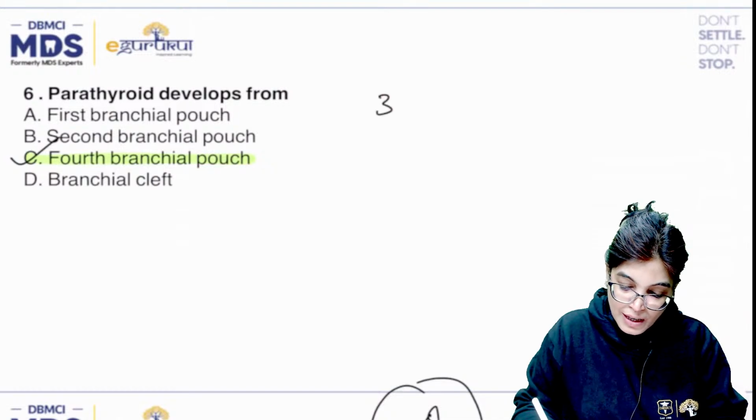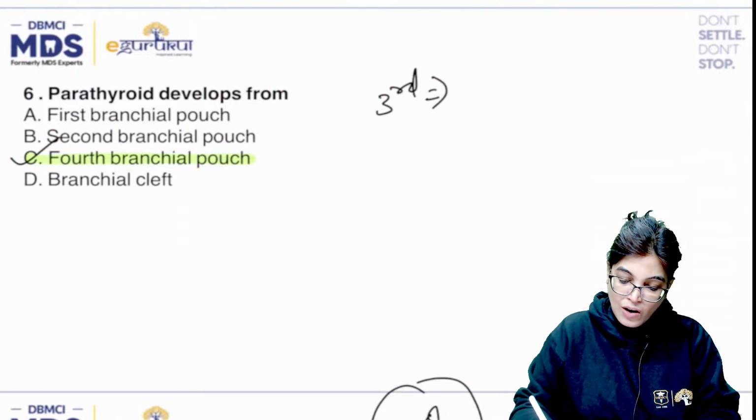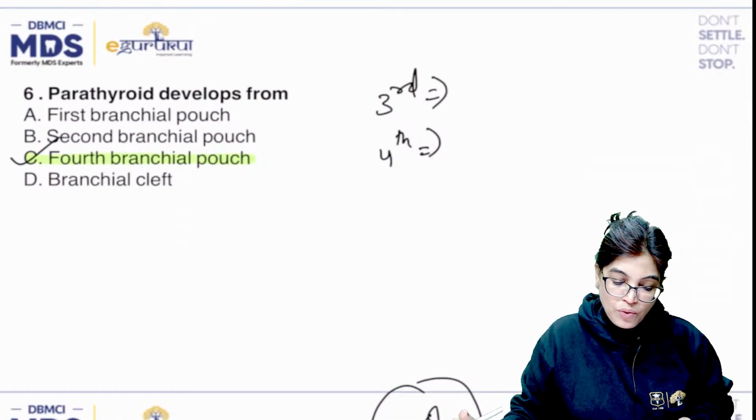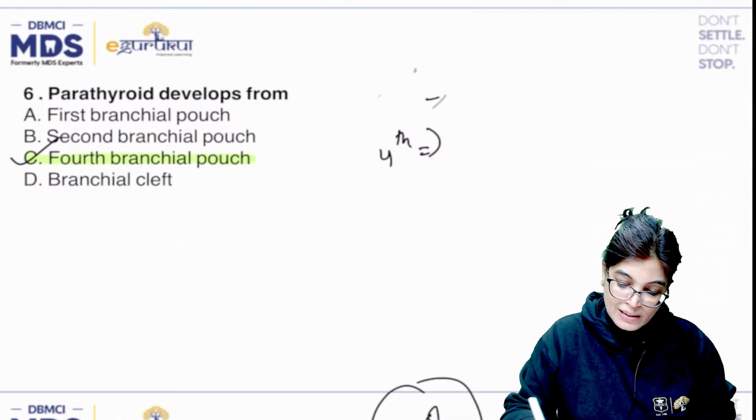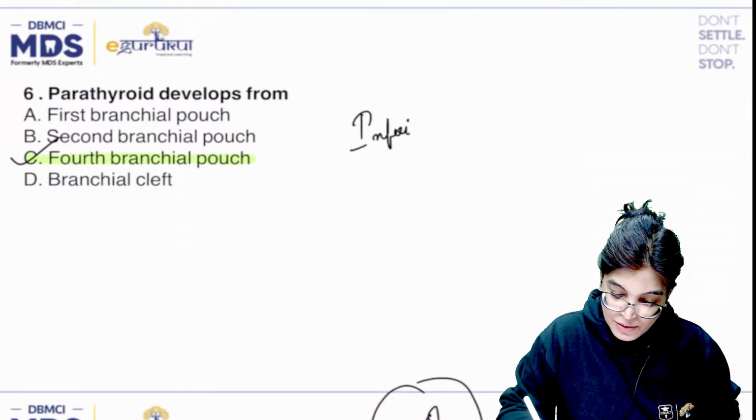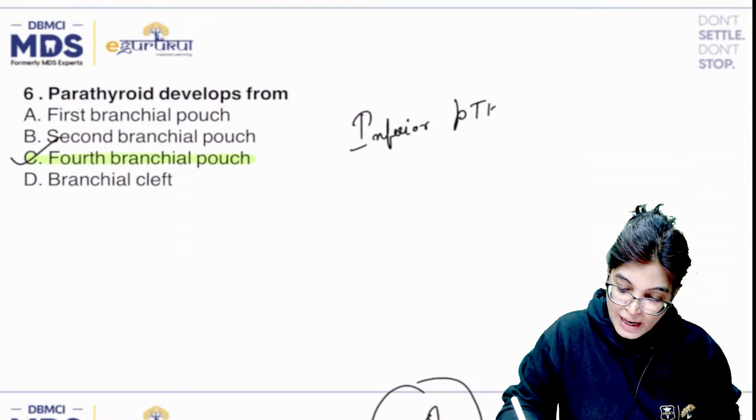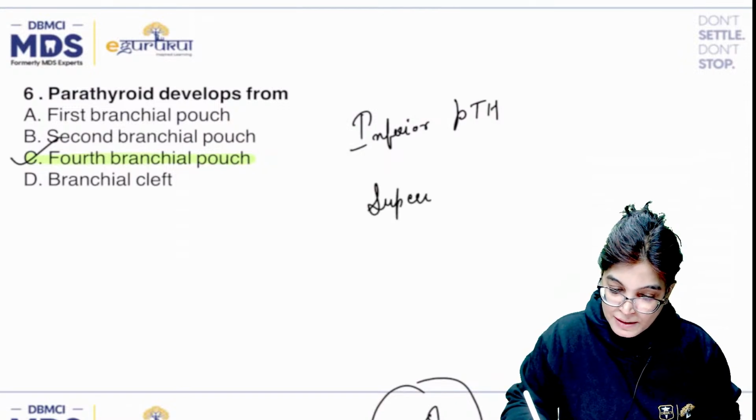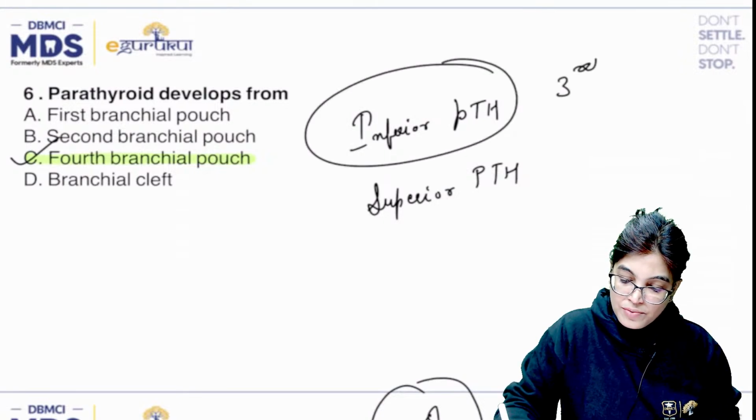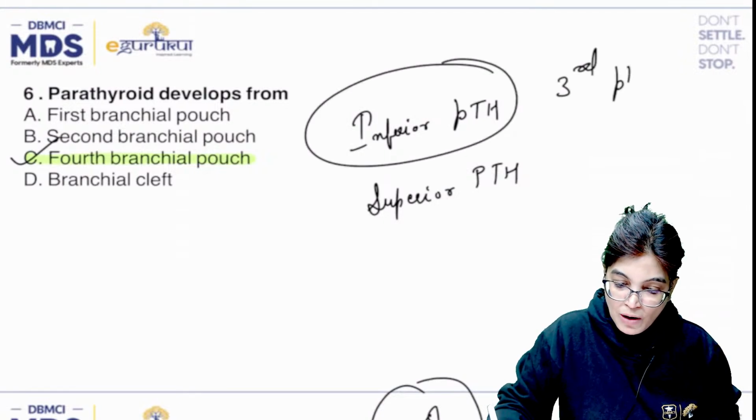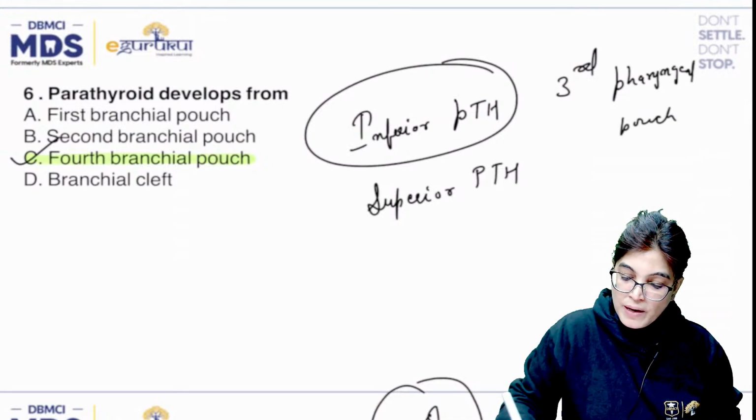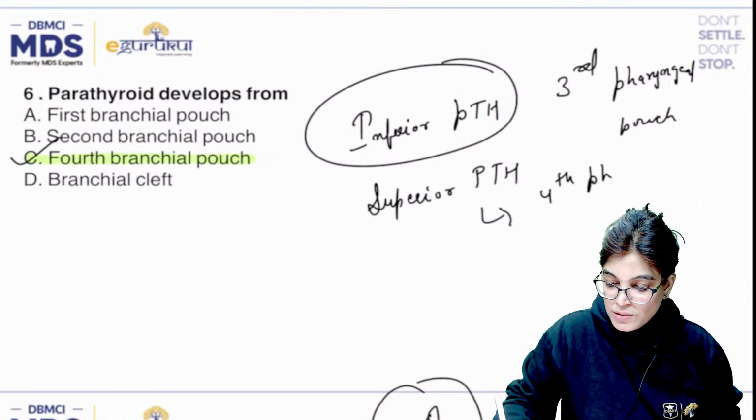Yes, if the third and fourth parathyroid gland is given, basically it will be given as either the inferior parathyroid gland or the superior parathyroid gland. So inferior is from the third pharyngeal pouch, and superior is from the fourth pharyngeal pouch.